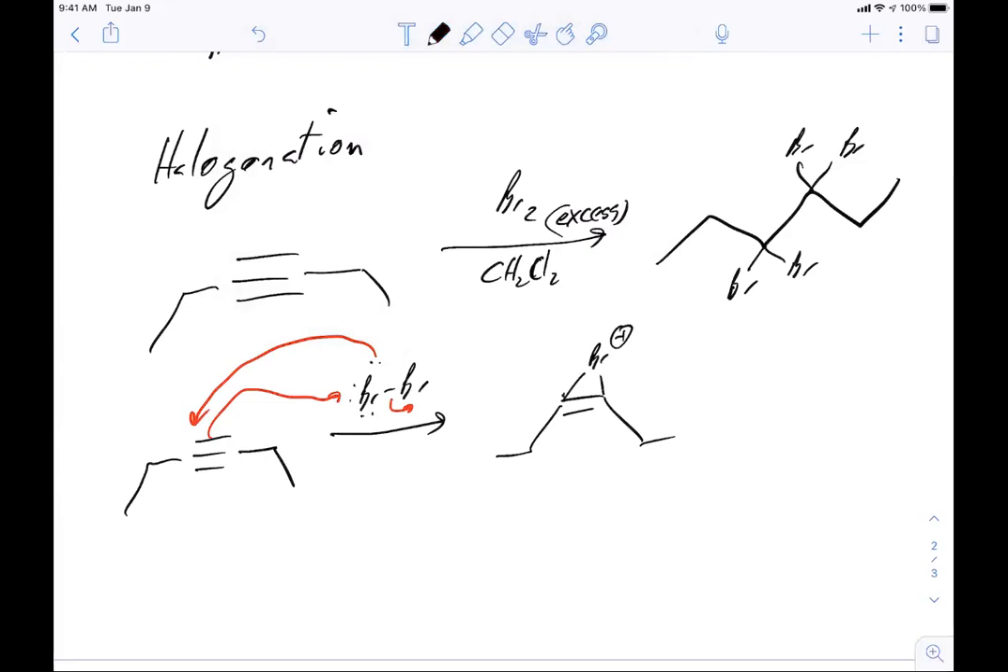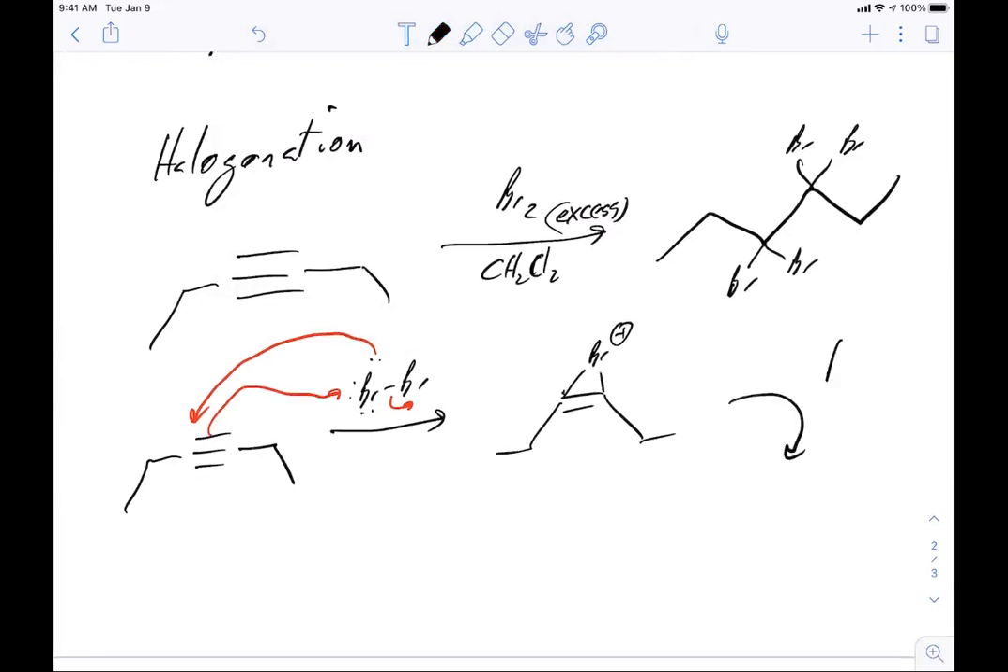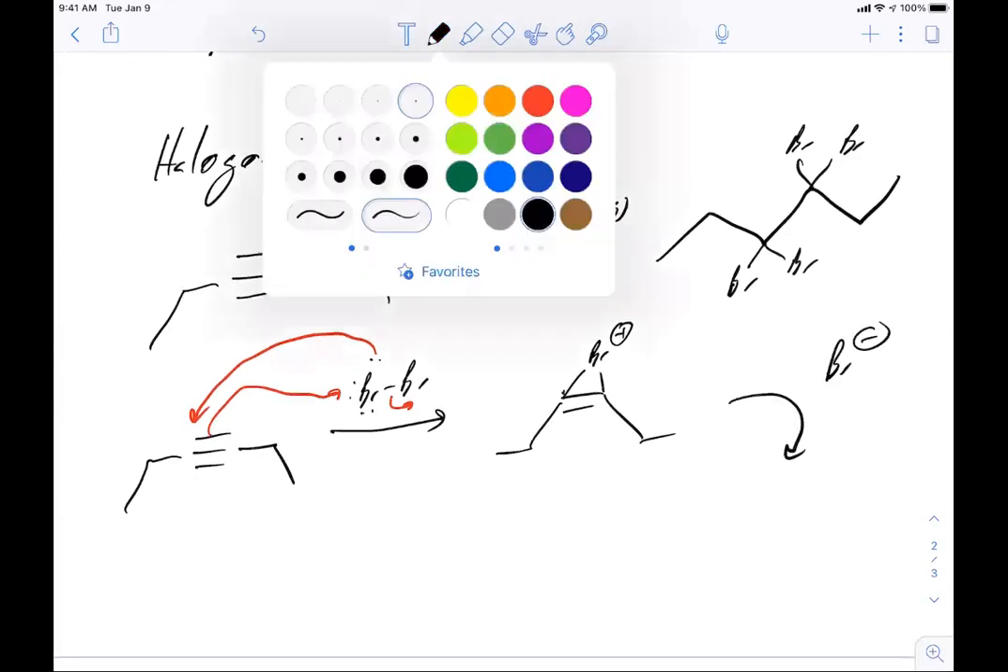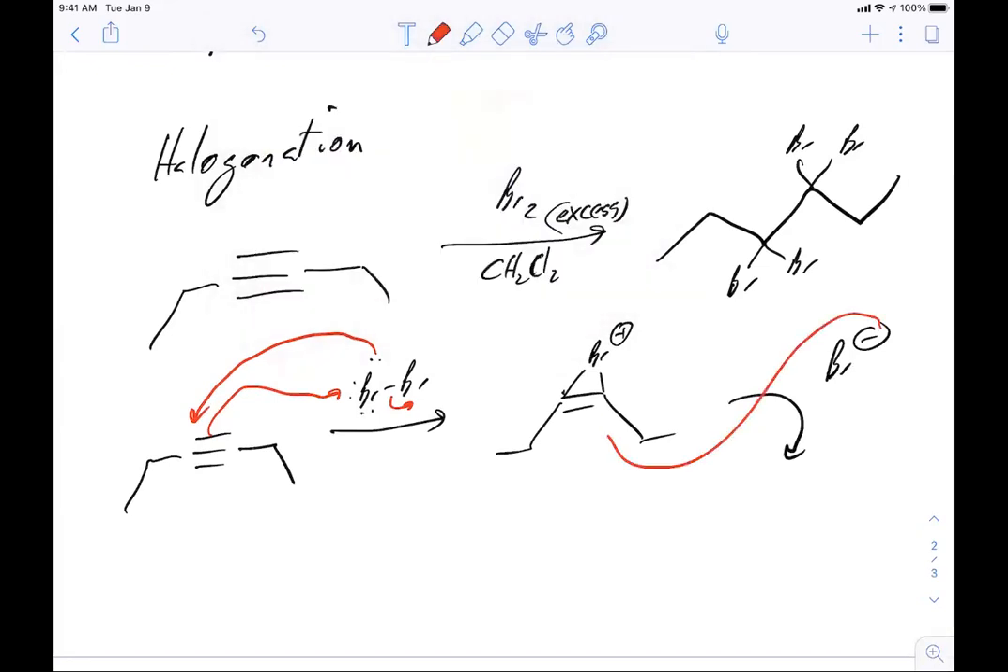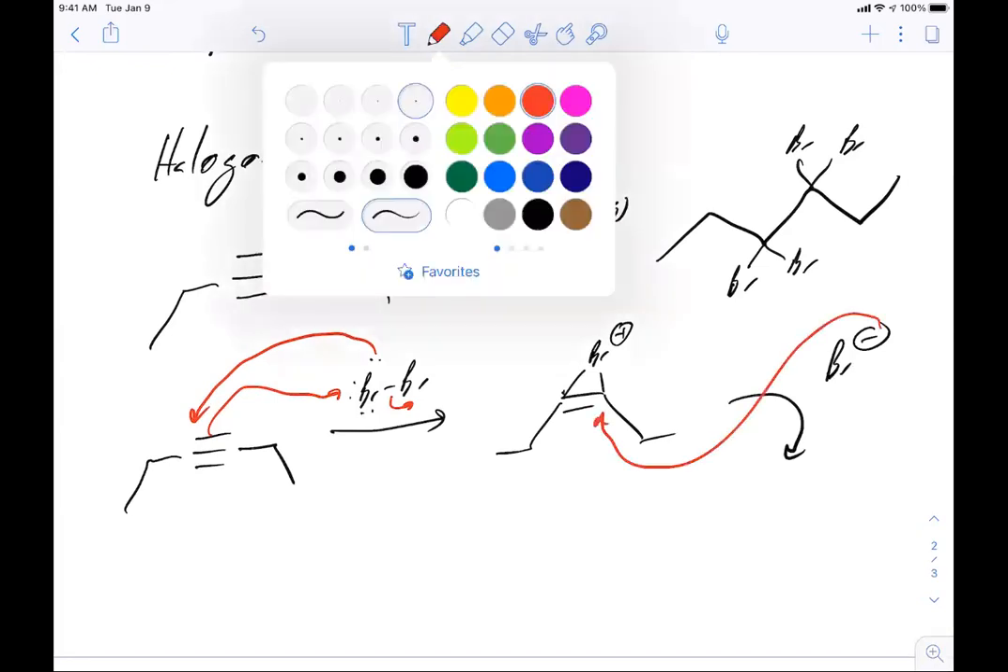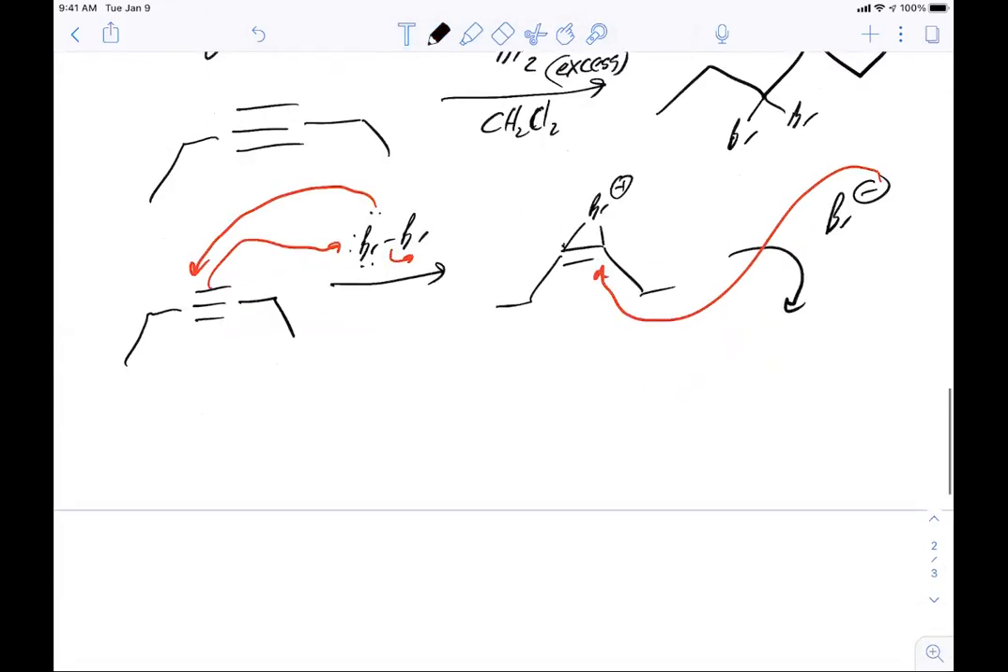Okay, so that's very similar to the alkene. Then our bromide is going to have to come in and attack from the backside. So the stereochemistry will be the anti-addition. So here you can see the bromines are trans to each other across that double bond.